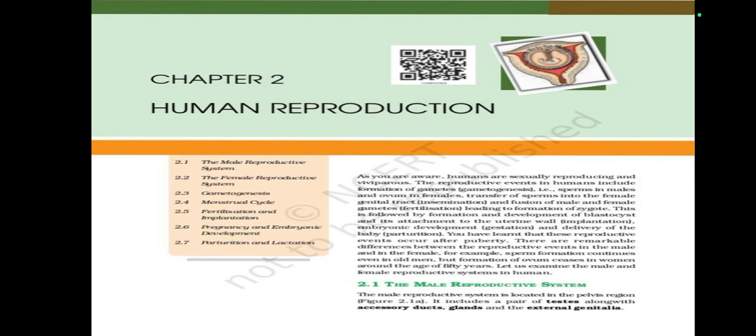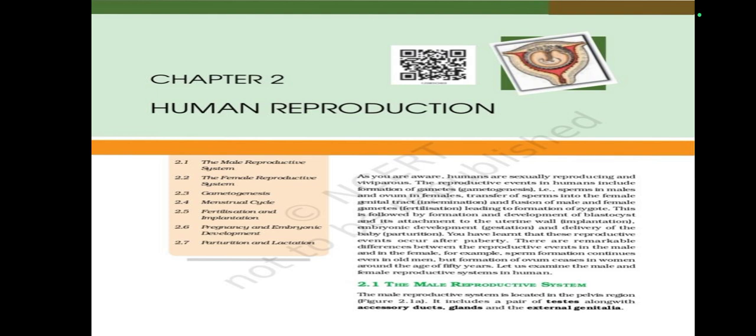parturition. You have learned that these reproductive events occur after puberty. There are remarkable differences between the reproductive events in the male and the female. For example, sperm formation continues even in old men, but formation of ovum ceases in women around the age of 50 years. Let us examine the male and the female reproductive systems in human.